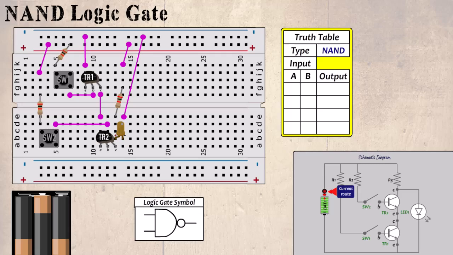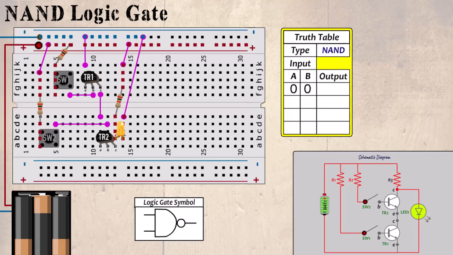Now we shall run through the circuit. We connect the battery and current runs through R1 to SW1, which is open, and TR1 remains off. Through R2 to TR2, which also remains off. Through R3. Since there is no path through these transistors, current passes through the LED and back to the battery to complete the circuit and the LED lights. So with an input of 0 and 0, the output is 1.